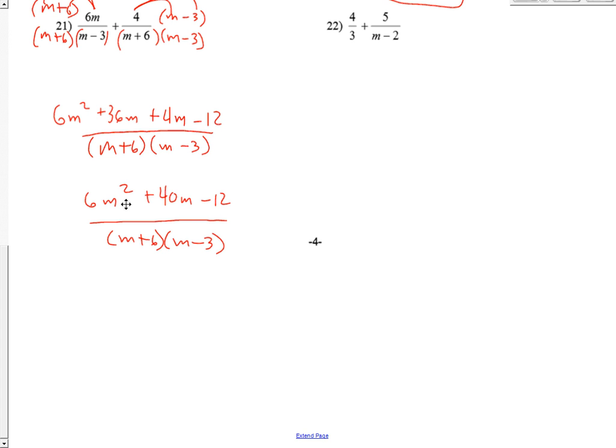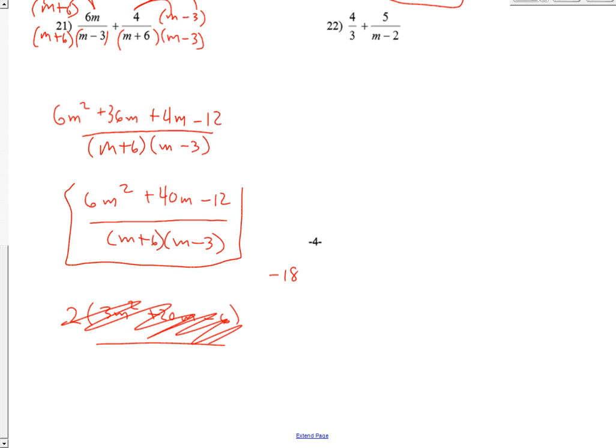And if you try to factor this out, I have a common factor of 2. So if I factor that out, I'll get 3m squared plus 20m minus 6. And if I take 3 times negative 6, that is negative 18. I have no factors of 18 that can be subtracted to get 20. So therefore I cannot factor this, so I don't really even need to do that. I can leave my answer the way I have it up here. If I want to factor the 2 out and then give that answer for the numerator, that's fine too.